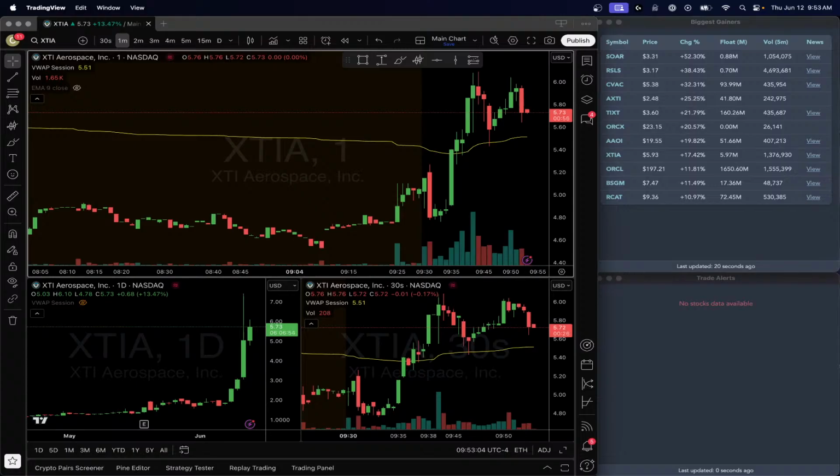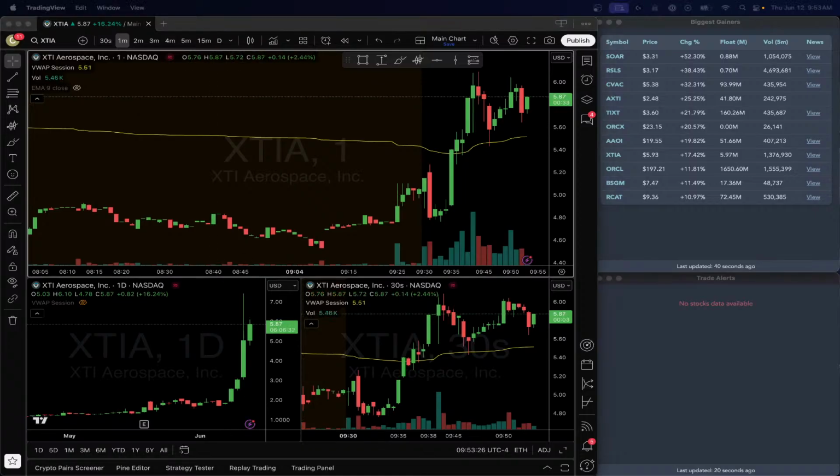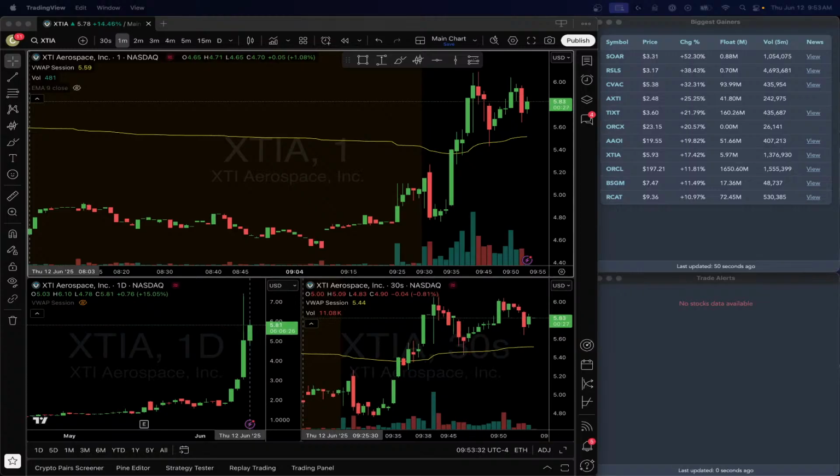XTRA's got like a 2 cent spread. RSLS is holding the VWAP. RGTX is a no-go. PL is a no-go. PL is not even on there no more. ORCX. No volume in ORCX. It's only 26,000 volume in the last 5 minutes. Nothing there. We got ORCL.